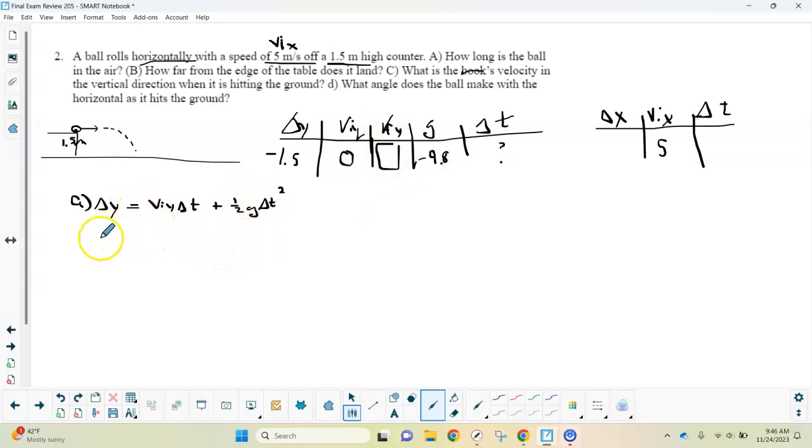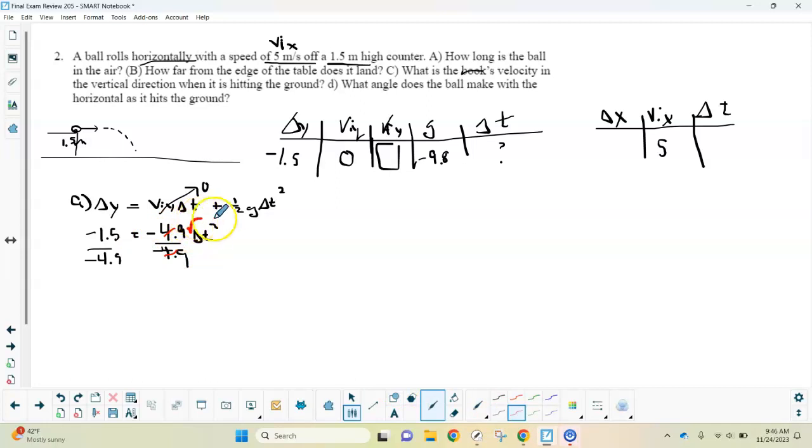So plugging in, I got negative 1.5. The first term goes away because VI is 0. 1/2 times negative 9.8 is negative 4.9. So I'm just doing this in one step, and then delta t squared. You're going to divide by negative 4.9 on both sides. That will get you a positive number, which is good, because those cancel.